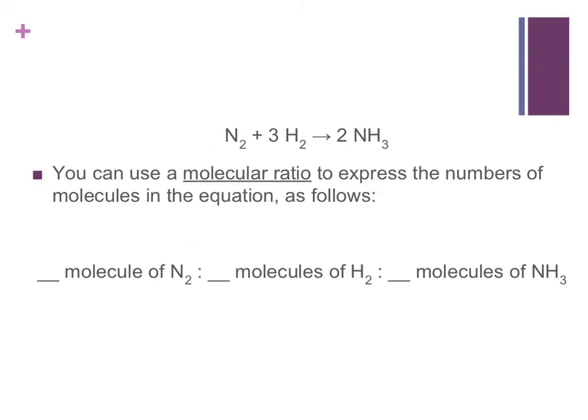And so this leads to what we call a molecular ratio, which we can use to express the numbers of molecules in an equation. So that means for every 1 molecule of nitrogen, 3 molecules of hydrogen will react to produce 2 molecules of ammonia.